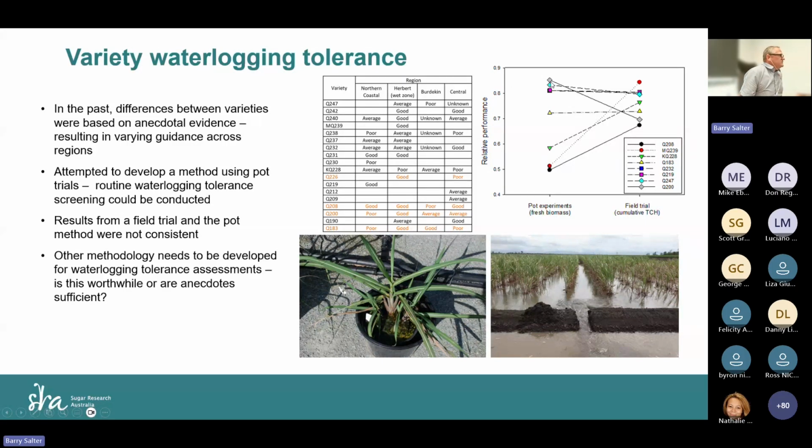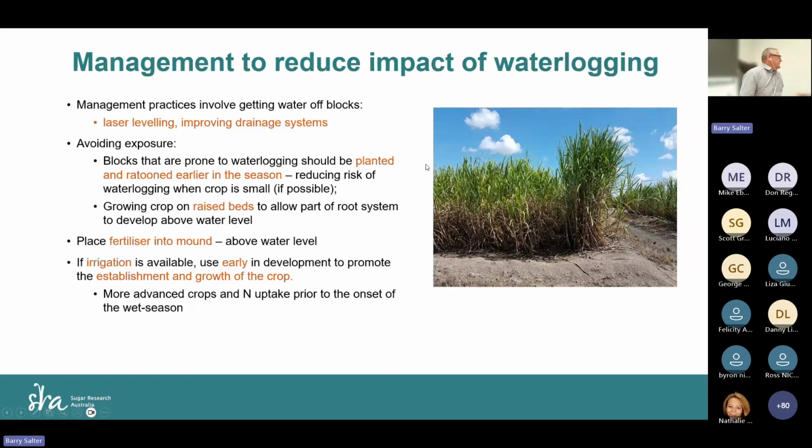And obviously that causes a major problem, because if the information you're getting from the pot trial is different to what you get in the field, then that information is not really going to be of any use to growers. So unfortunately, that attempt to try and gain that information didn't work. So really that leaves us with trying to manage the waterlogging problem until we can perhaps look at waterlogging tolerance of varieties again at some stage.